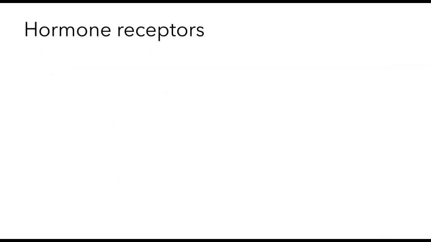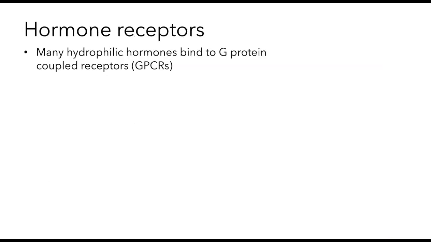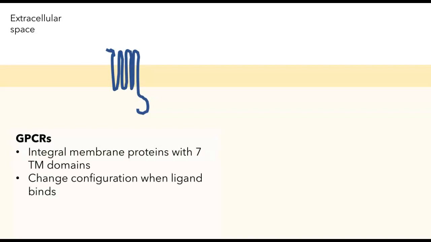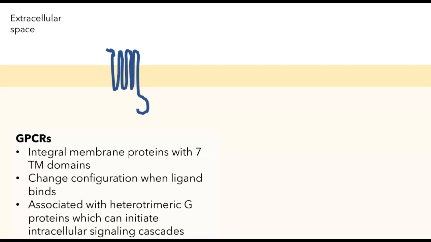Okay, well, I just mentioned receptors, so let's look at those in a little bit of detail too. Most hydrophilic hormones bind to what are called G protein-coupled receptors, GPCRs. You may have seen these before. GPCRs are integral membrane proteins. They have 7 membrane-spanning domains, and they change configuration when a ligand binds. They're associated with heterotrimeric G proteins, and that can initiate intracellular signaling cascades.